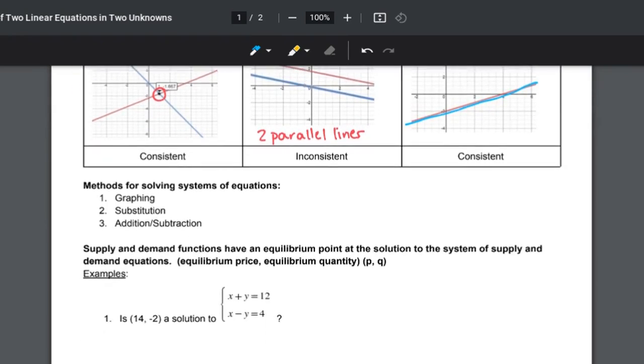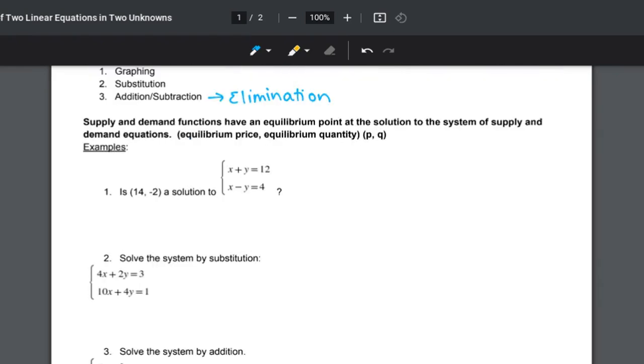And then if you are trying to solve algebraically, you could also use substitution or the addition-subtraction method, which we often will call the elimination method. So supply and demand functions have an equilibrium point at the solution to the system of the supply and demand equations. So the equilibrium point is also known as the intersection point. And the intersection point, like the location of the coordinates, is the price, comma, the quantity. So P, comma, Q.